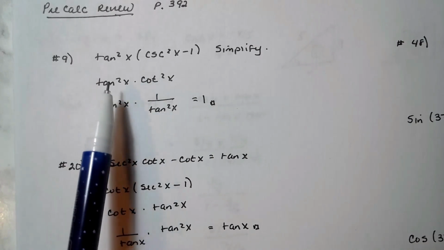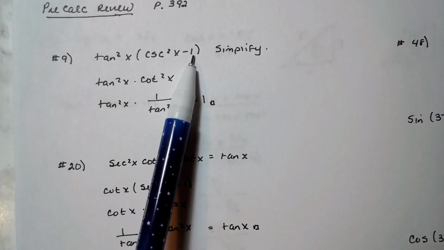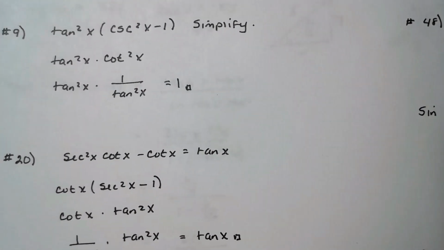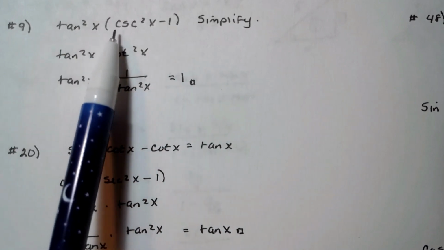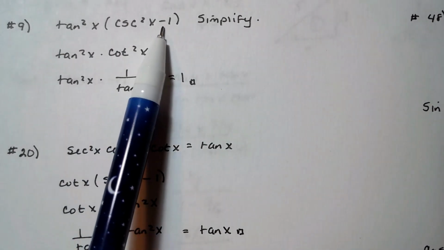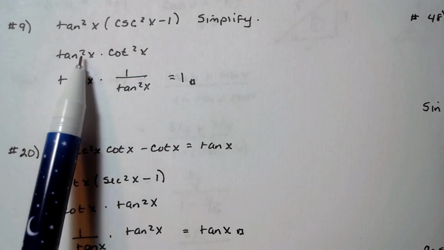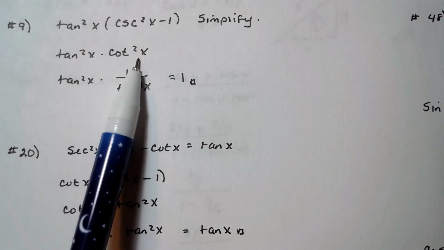Alright, so the first one I'm doing here is number 9 from that section. What you're asked to do is simplify tangent squared times the cosecant squared minus 1. In other words, you want to use some kind of identity to replace something so that you can simplify this whole thing. What we know from identities is that cosecant squared minus 1 gives us cotangent squared. So we have tangent squared times cotangent squared. I'm replacing this with this.